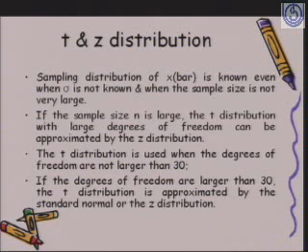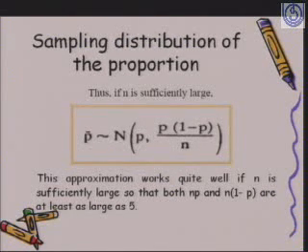Now, as we were discussing the relation between the t and z distributions, the sampling distribution of x bar is known even when sigma is not known and when the sample size is not very large. If the sample size n is large, the t distribution with large degrees of freedom can be approximated by the z distribution. The t distribution is used when the degrees of freedom are not larger than 30. So if the degrees of freedom are larger than 30, the t distribution is approximated by the z distribution. Basically, this was all about sample mean.